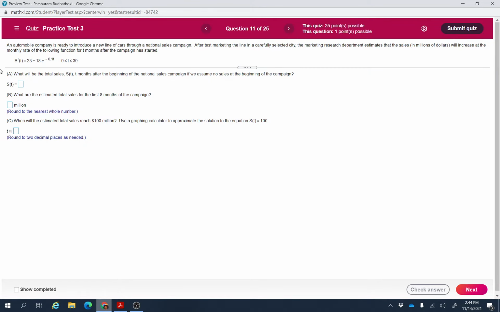In this problem, this is the word problem. So let's read the problem very carefully.